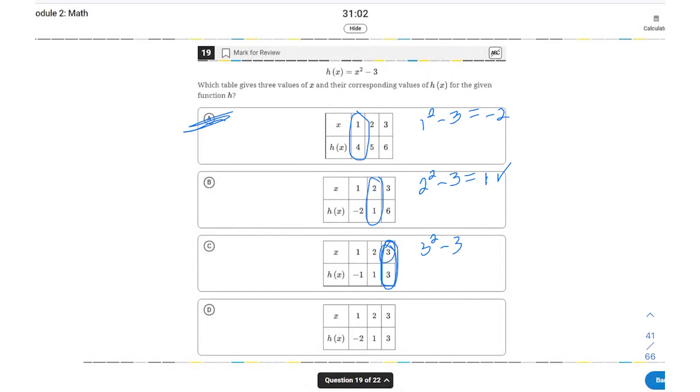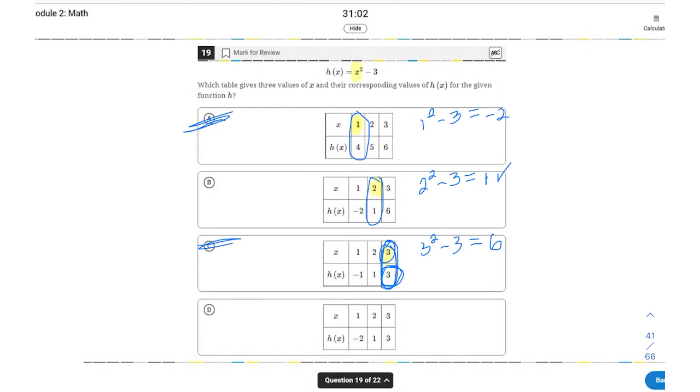minus 3. Remember, we're just taking whatever values here. Let me highlight these. But we're plugging in these corresponding x values into the x in the equation above, and we're trying to see if we get the correct value that matches in the table for h of x. So 3 squared minus 3 would be 9 minus 3, which is 6. So let's see, did that give us a value of 6 for h of x to pair with that 3? No, it didn't. So we can eliminate C.